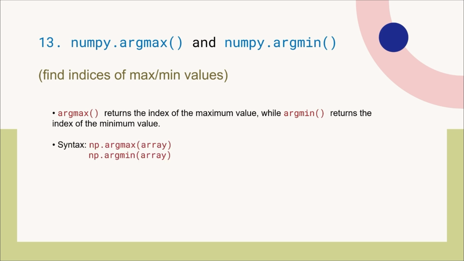The syntax of this function looks like this, and here is the basic example. So in this case, our maximum value was 5, and the index of this maximum value is 0, 1, 2. So this is 1. Again, the index of the minimum value, since minimum value is 1, the index of this minimum value is 0.